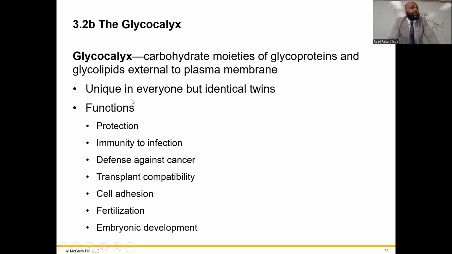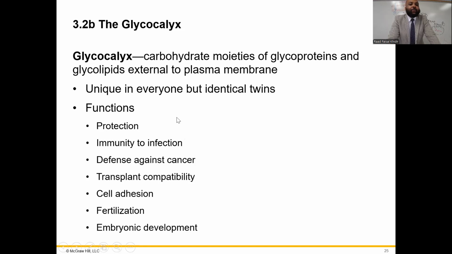Now that sounds like a really good true or false question. Everybody has the same glycocalyx. True or false? False. No two persons can ever have the same glycocalyx. False. Who are the two that can share the same glycocalyx? A mother and her baby, identical twins, fraternal twins, a father and his son? Identical twins. No. Protection, immunity to infection.